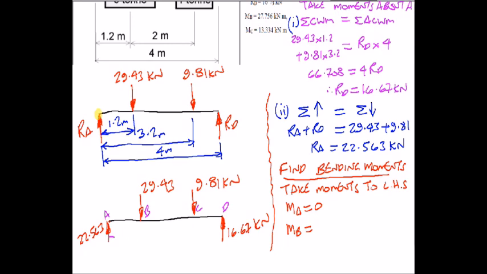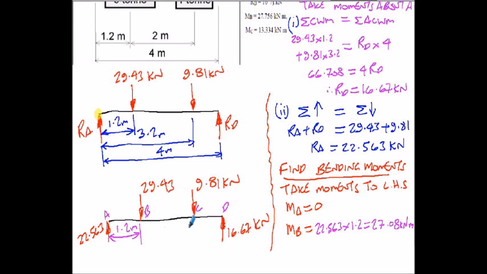So taking moments to the left of point B, I've got my distance of 1.2 meters there. So I will have 22.563 multiplied by 1.2 in this case. That's a positive bending moment, and that gives me 27.076 or 08, and that's kilonewton meters. That's bending moments to the left of the point B in that case.